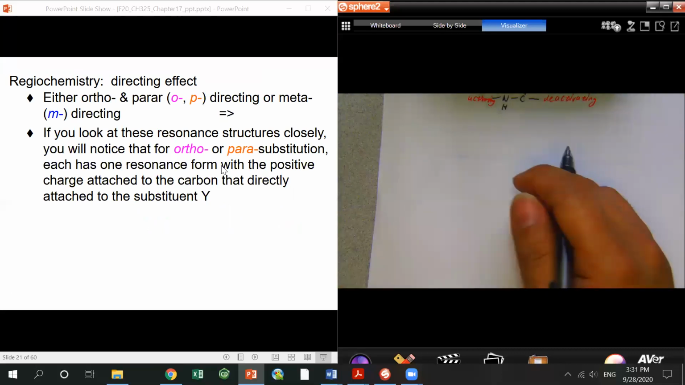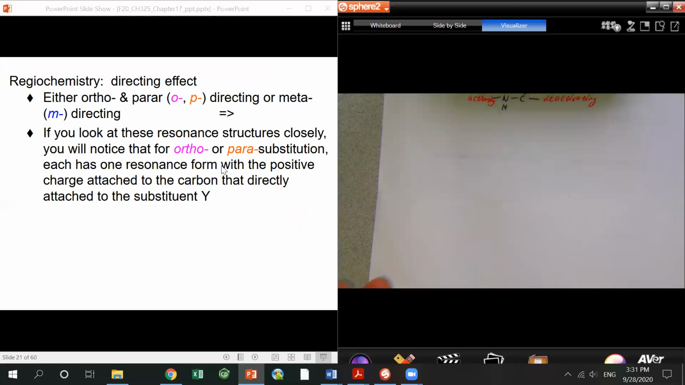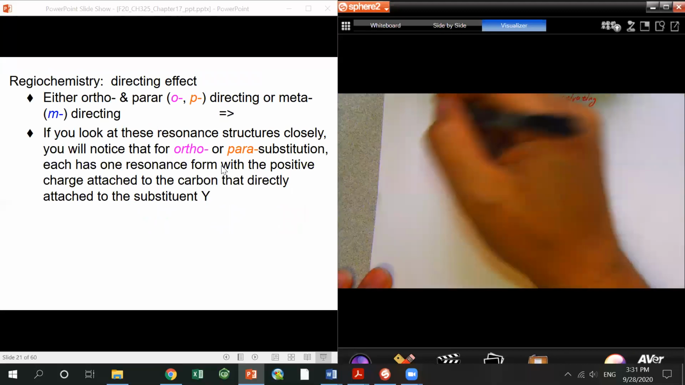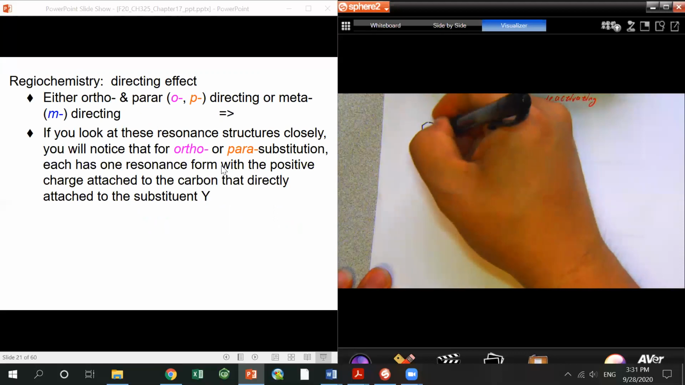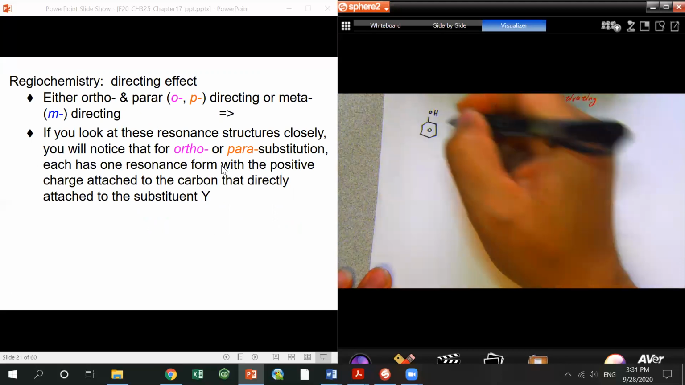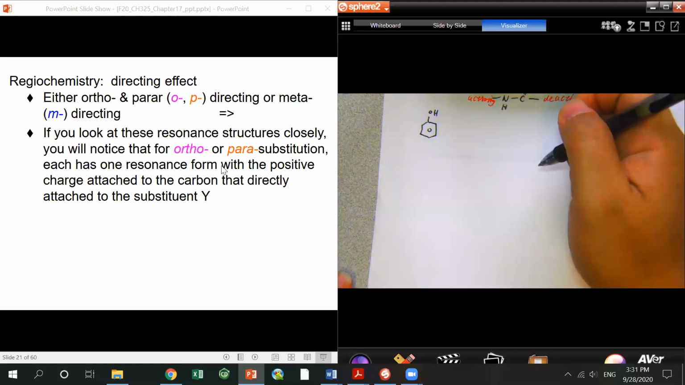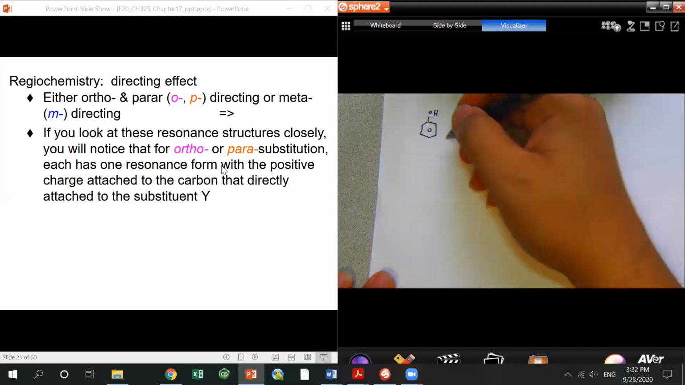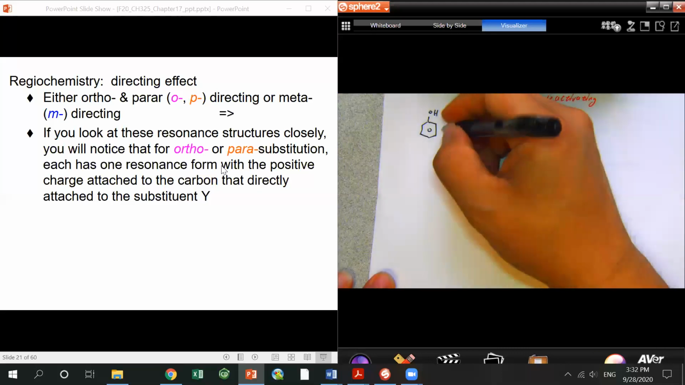So we use one as an example: the phenol example. If we want to do an EAS reaction, for example a nitration reaction, on phenol.